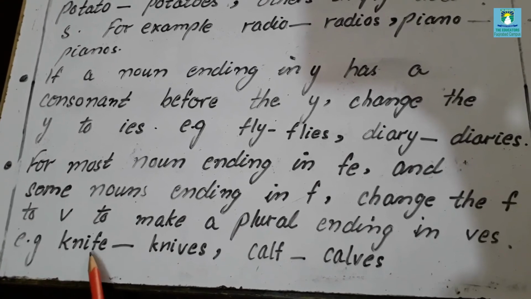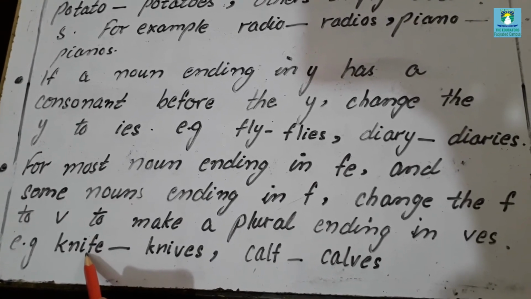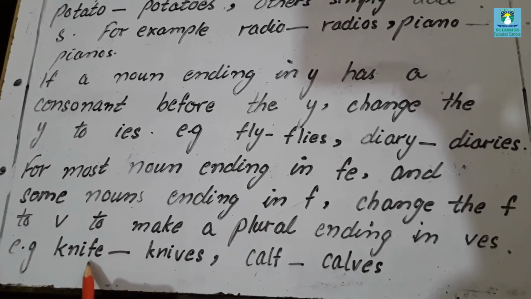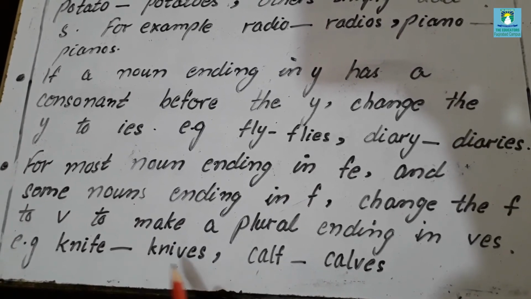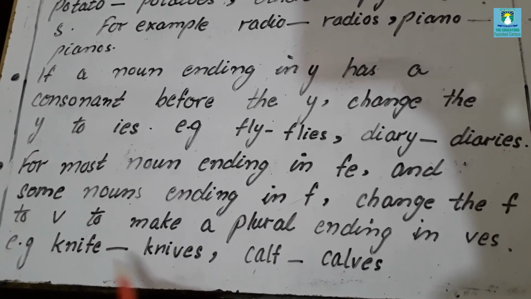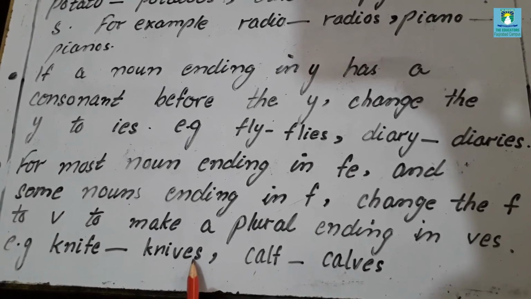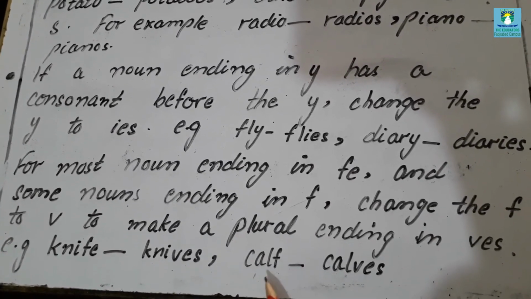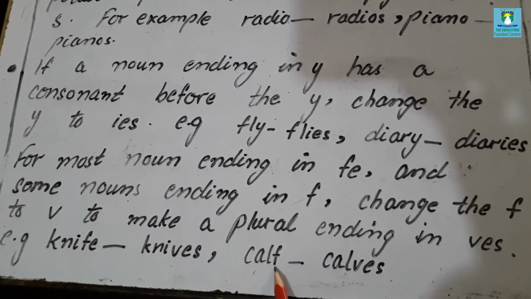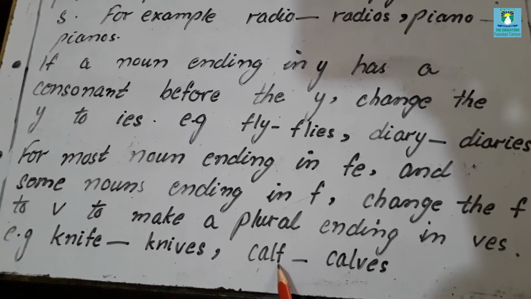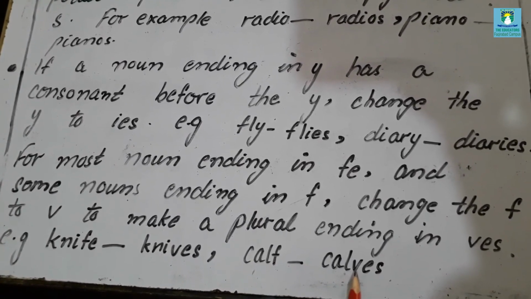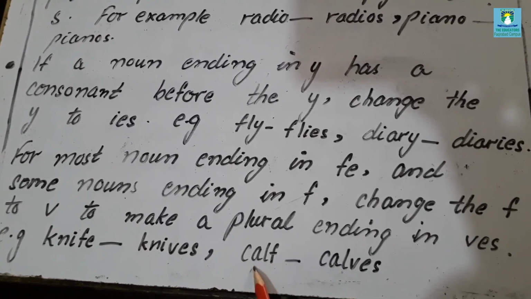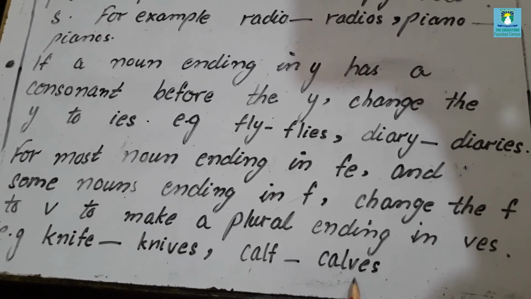For example, knife. You can see here this is ending with fe. So what I have to do is change fe into ves. So it will become a plural noun. Knife, knives. Calf. It is ending with f. So I will change this f to ves. Calf, calves. So it will become a plural noun.